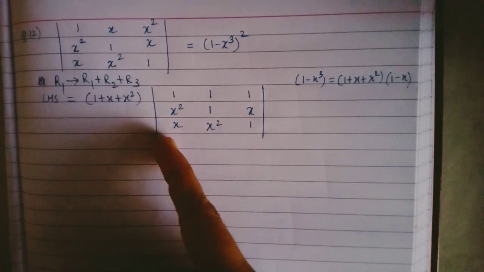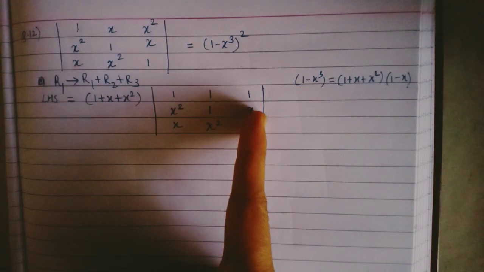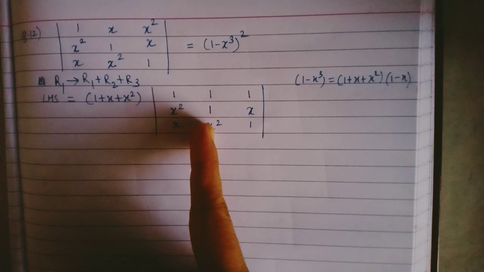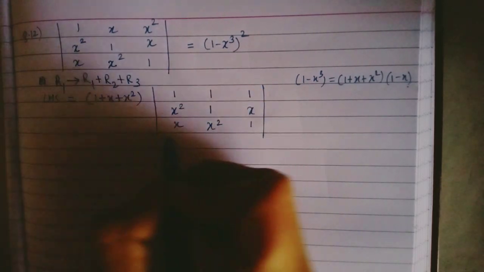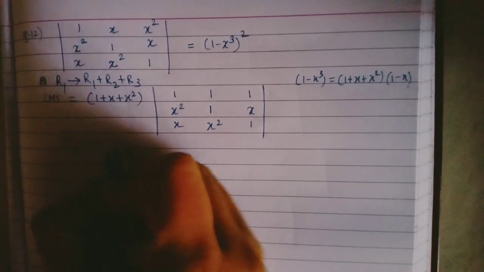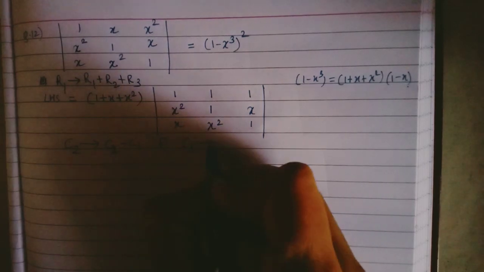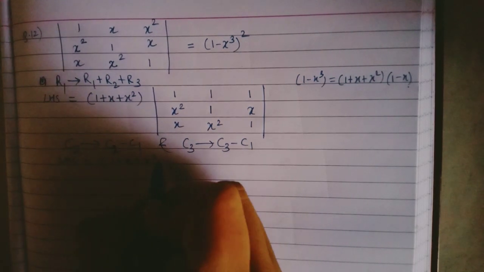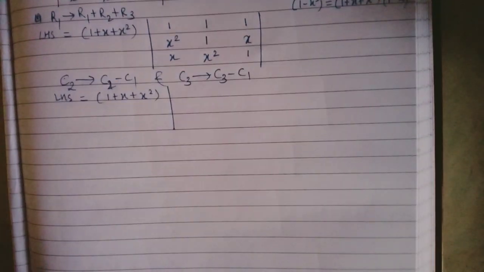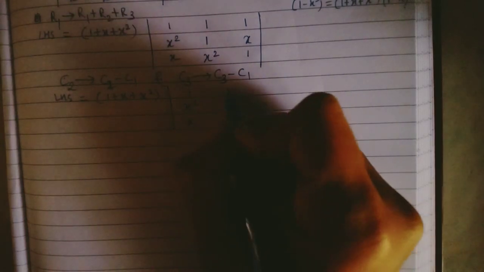So C2 minus C1, C2 minus C1, you will get 1 minus 1 0, and then C3 minus C1. Okay, so operating along C2, C2 minus C1 and C3 minus C1, you'll get x square x, 1 minus 1 0, 1 minus x square and x square minus x. Then this is also 0, x minus x square and 1 minus x.